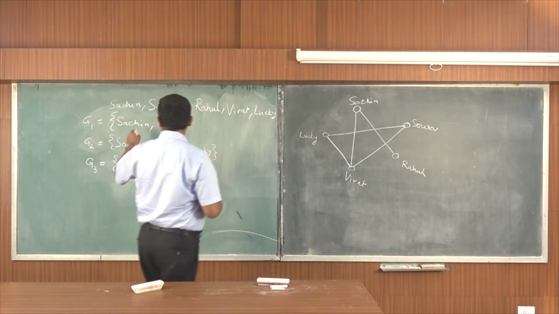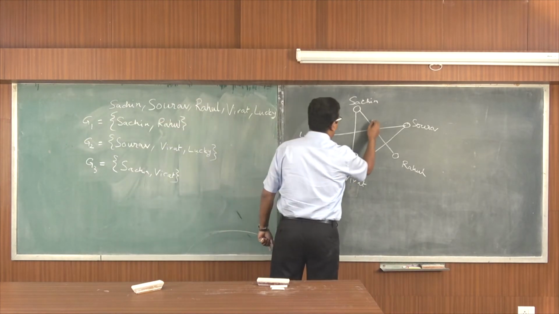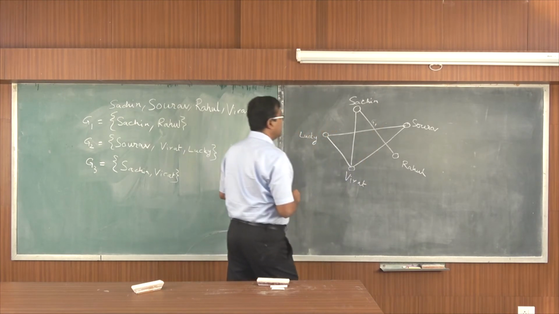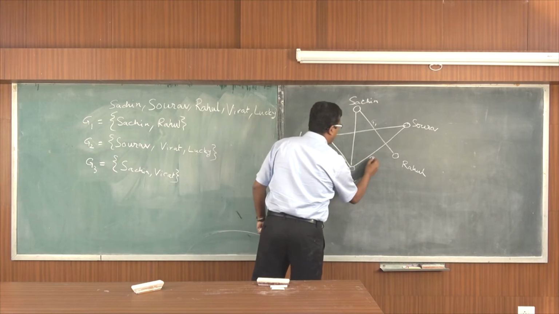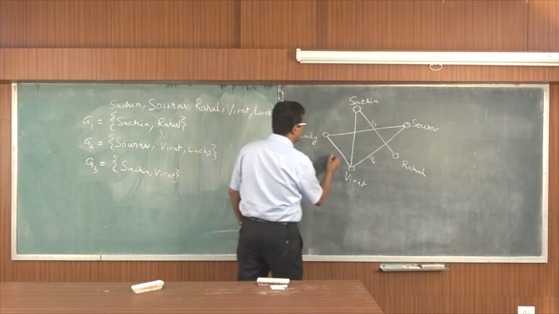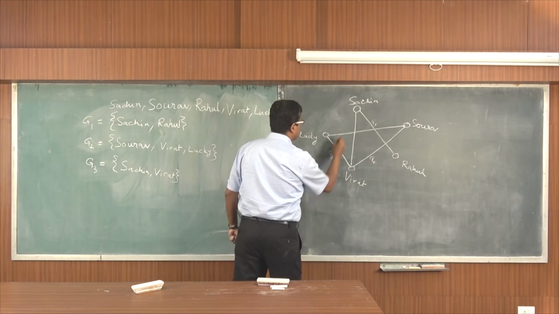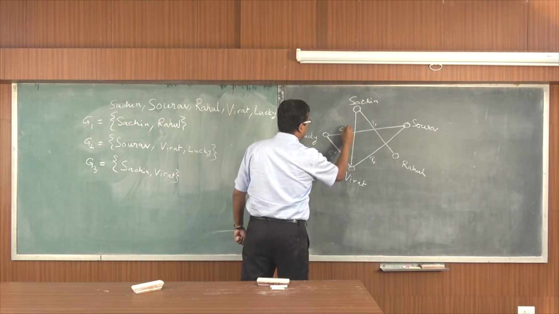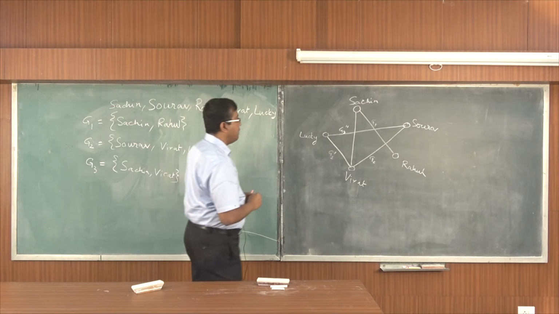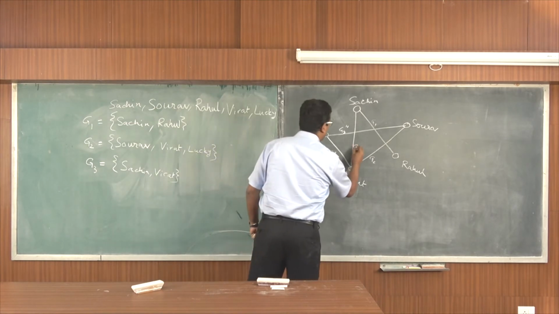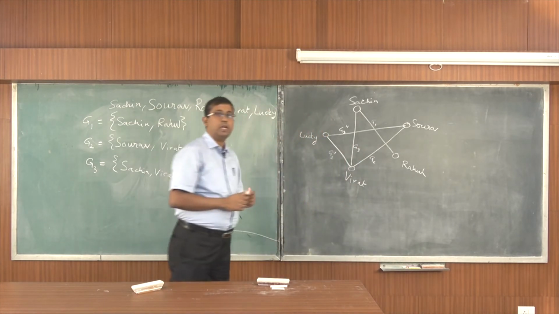So basically Sachin and Rahul are group 1. Okay, I can name this edge as group 1. Then this is group 2, so I can have 3 edges: group 2, group 2 dash and group 2 double dash. And then I have this one as group 3. Okay, so this is my graph.